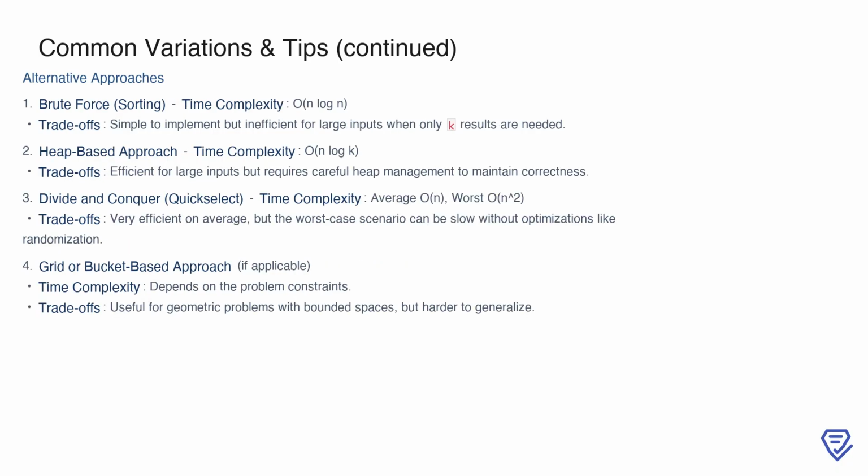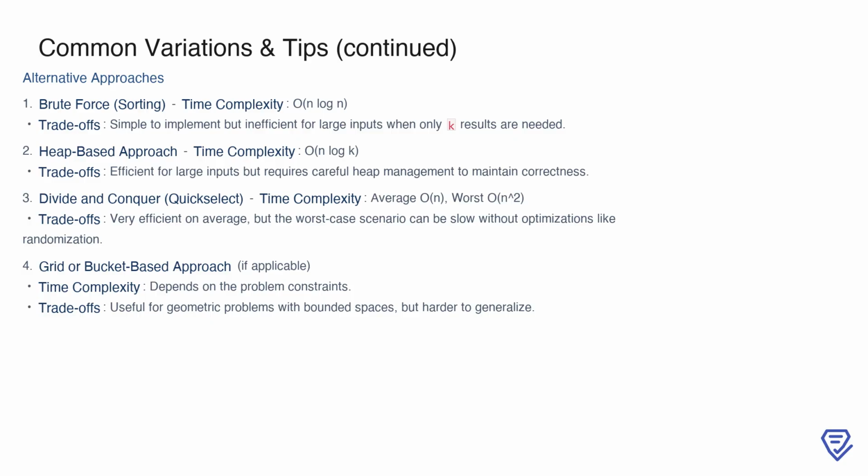When it comes to alternative approaches, there are several strategies to consider, each with its own trade-offs. The brute force method involves sorting all the points, which has a time complexity of n log n. While simple to implement, this approach is inefficient for large inputs when we only need the top k results. A heap-based approach, on the other hand, is much more efficient, with a time complexity of n log k. By maintaining a heap of size k, you can efficiently track the closest points.